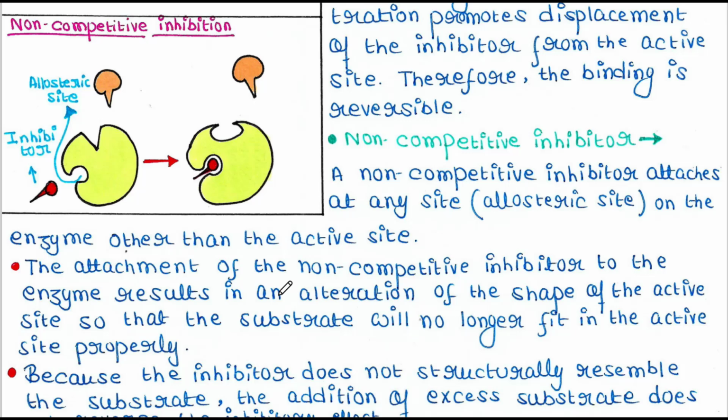Now the attachment of the non-competitive inhibitor to the enzyme results in an alteration of the shape of the active site so that the substrate will no longer fit in the active site properly. Once the inhibitor binds the enzyme, it changes the shape of the active site so that the substrate no longer fits. You can see the shape of the active site is drastically changed, right? And the substrate will not be able to bind here.